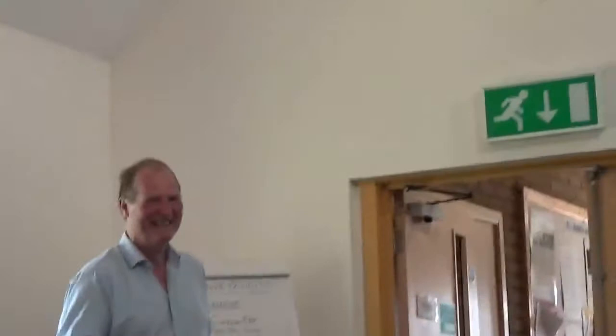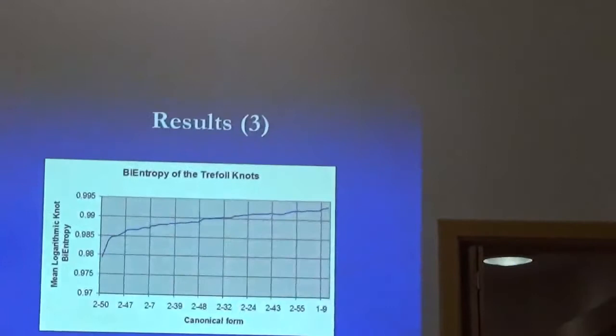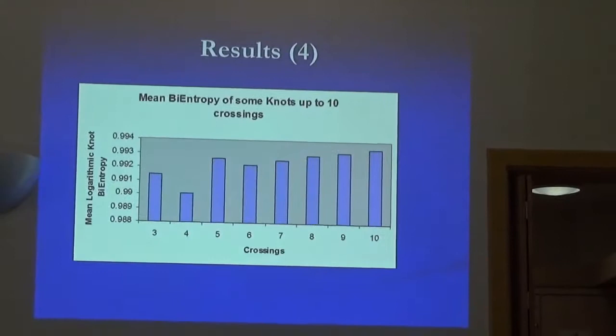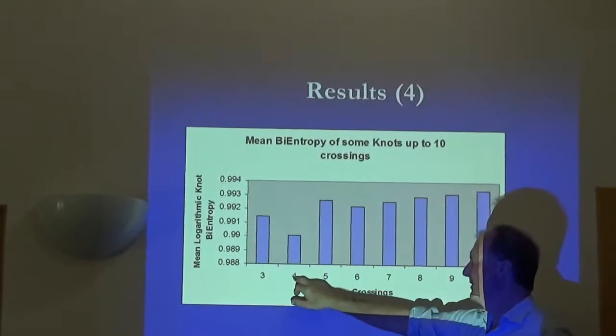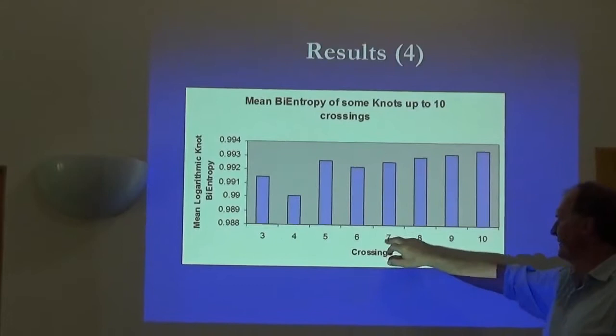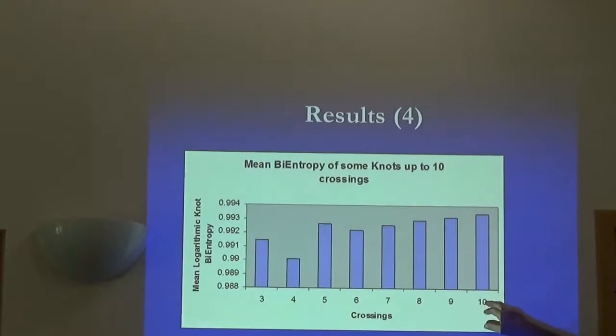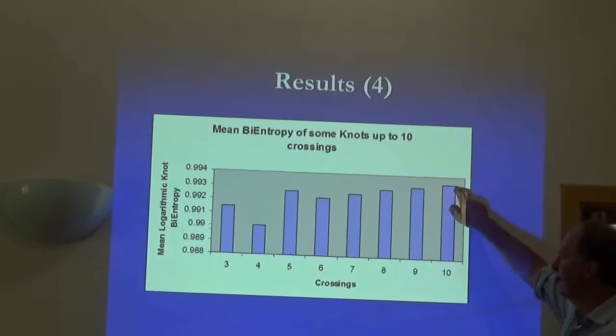We had proofs of this earlier, but here's another one. Here's the grouped performance of all the knots. We recall that there's only one version of the trefoil, one version of the figure of eight, two versions of five crossings, a handful for six and seven, but eight, nine, and ten, there are many variations of these knots. And you can see that there's a broadly increasing BiEntropy of the knots with increasing numbers of crossings.